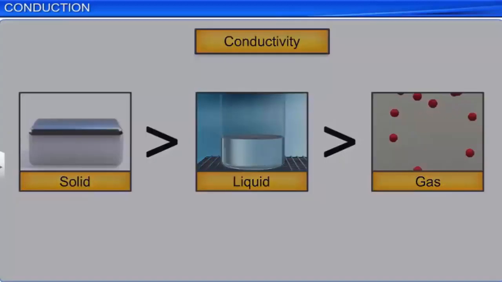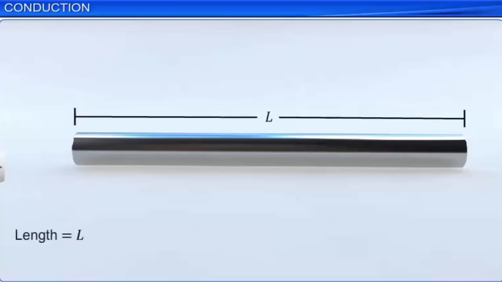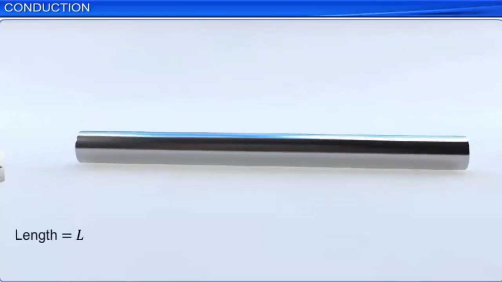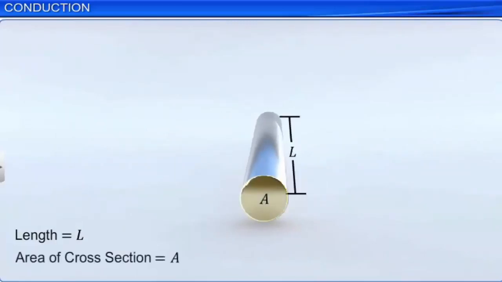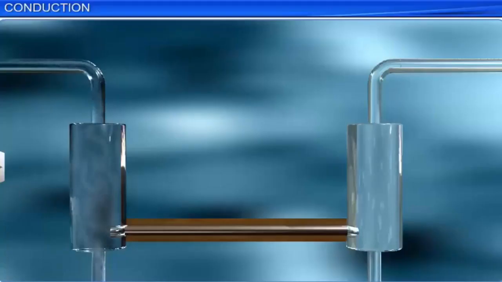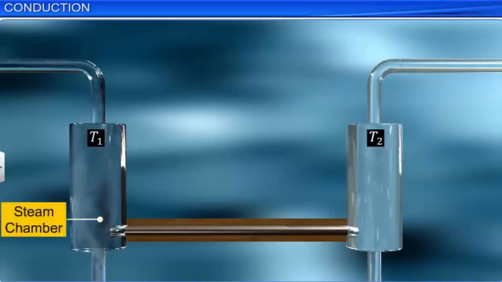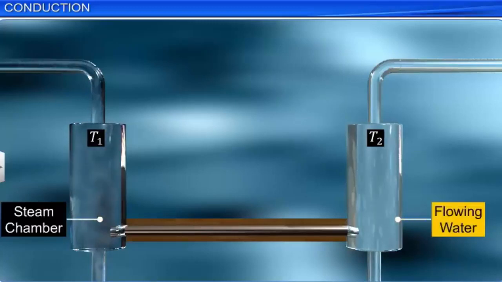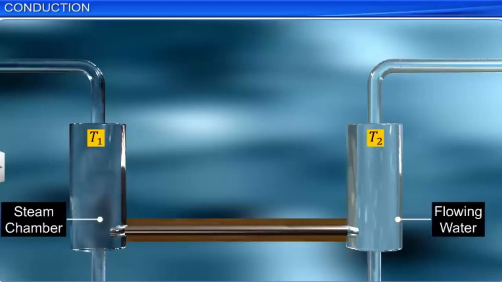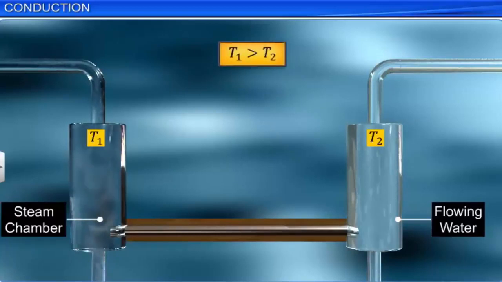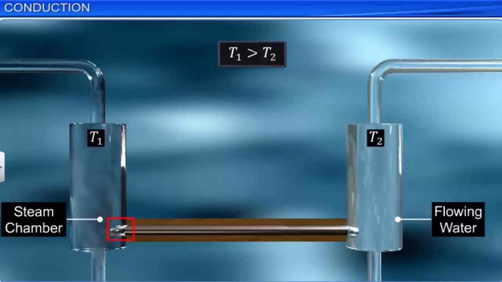Now consider a metallic rod of length L and a cross-sectional area A. Let the two ends of the rod be maintained at two different constant temperatures, T1 and T2. These temperatures are maintained by placing one end of the rod in a steam chamber and the other in a chamber with flowing water. Temperatures T1 and T2 are maintained in such a way that T1 is greater than T2. The end of the rod where the temperature is T1 is hotter than the other.